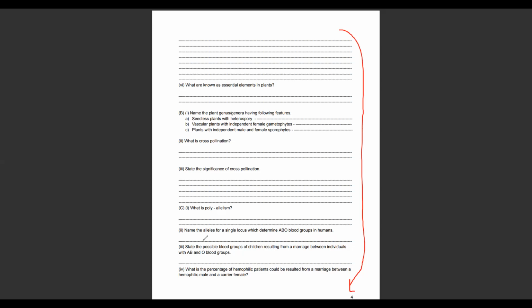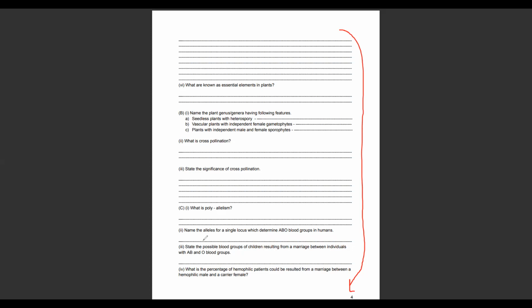You have to underline that one. So here, seedless plant with heterospory. What is it? Selaginella, right? Selaginella. Vascular plants with independent female gametophyte, again Selaginella. Plants with independent male and female sporophyte, Cycas. Right? 3 marks. Give 3 marks.